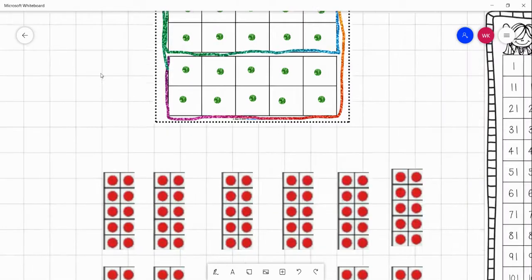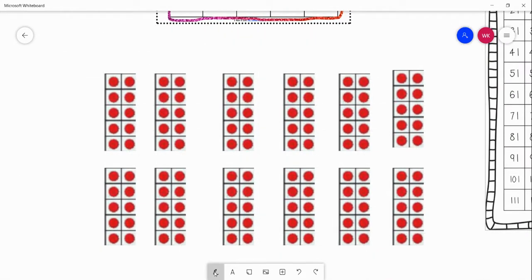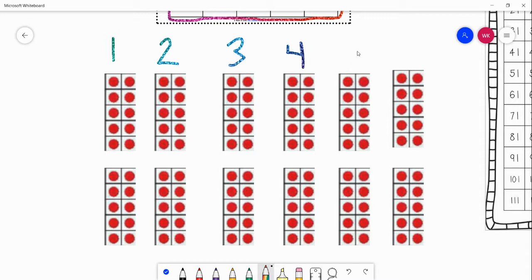So we're going to go over this. We have 1, 2, 3, 4, 5, 6, 7, 8, 9, 10, 11, and 12. So these are all groups of 10. As you can see, you have 1, 2, 3, 4, 5, 6, 7, 8, 9, 10. So these are all groups of 10.